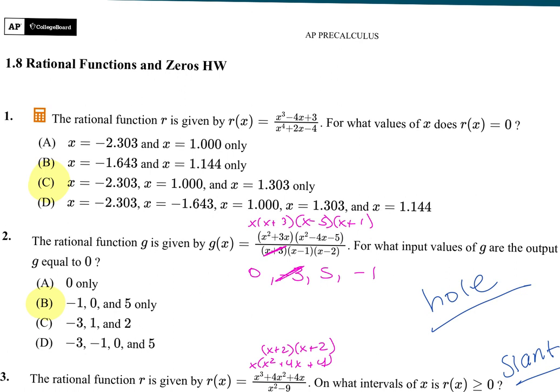So 1.8 said the rational function is given by, for what values of x does r of x equal 0? This would be, in my opinion, an easy gimme question if you know what you're doing, because all you have to do is use your calculator, right? You could literally graph your whole function and then find where it crosses the x-axis. That's one way to do it. The other way is to solve your numerator.